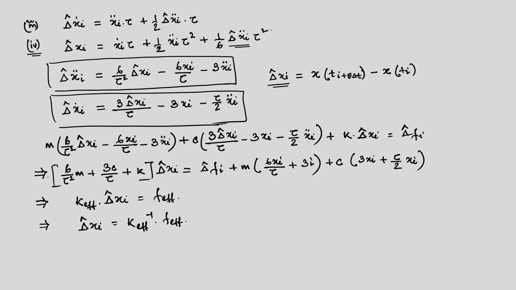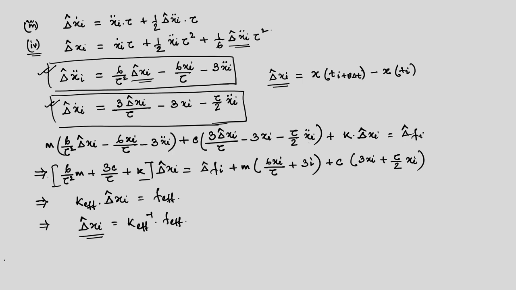Now, once we do that, you can easily see that at every time point we can evaluate the k effective and F effective, and then we can easily find out the expression for delta xi hat. Once we find this expression, we can put it back into this equation to find out the difference in acceleration at two time points, because on the right hand side of this expression we have just evaluated delta xi hat. Similarly, we can also put that expression into the next equation to find out delta xi dot hat. Now, that gives us the complete solution.